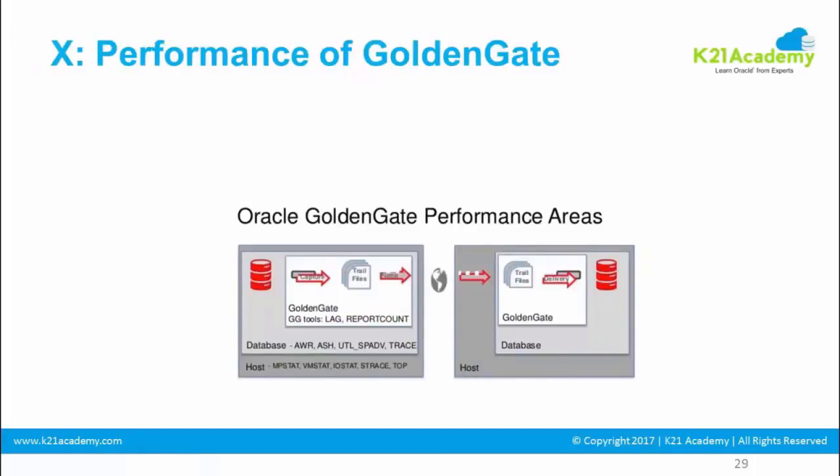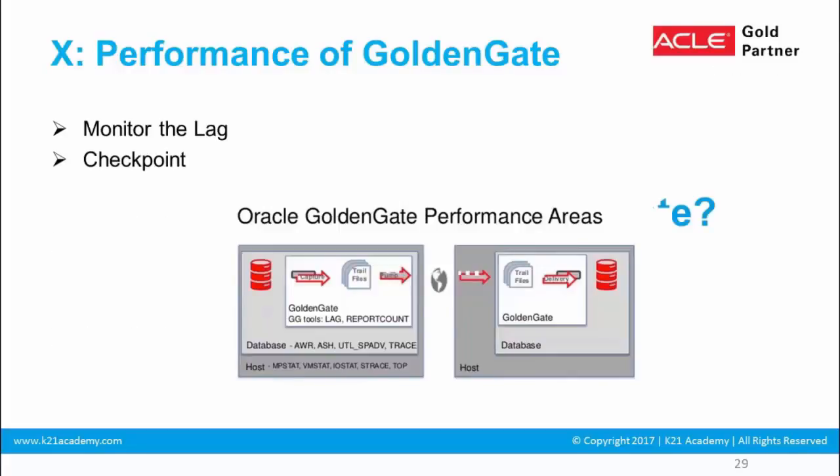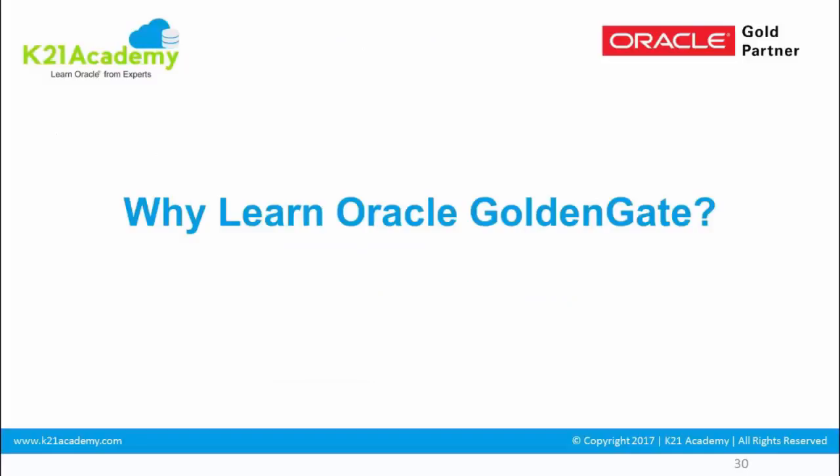And last is performance. GoldenGate is a tool which is very much dependent on performance. Why is GoldenGate a preferred technology in comparison to its competitors? It is because of its performance. Performance of any change data capture tool is measured in two aspects, lag and checkpoint. GoldenGate scores above its competitors in both these parameters. So you should know how to monitor the lag and how checkpoint works in Oracle GoldenGate.